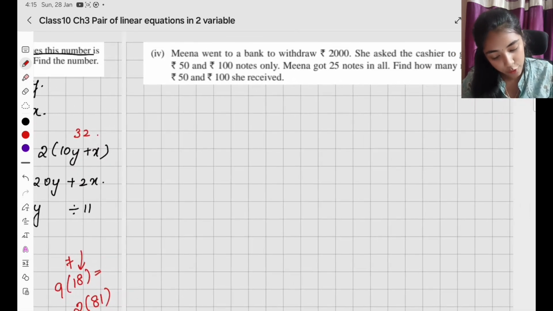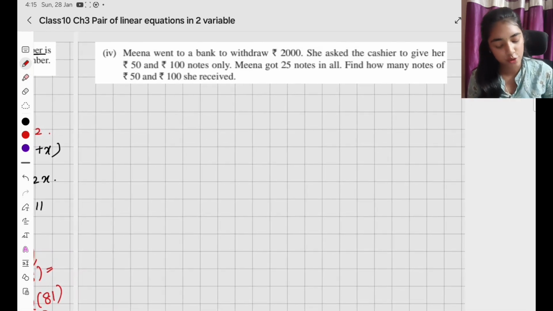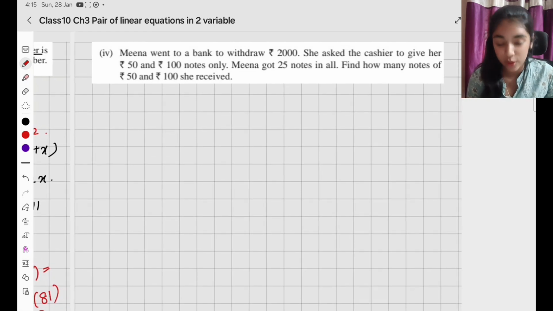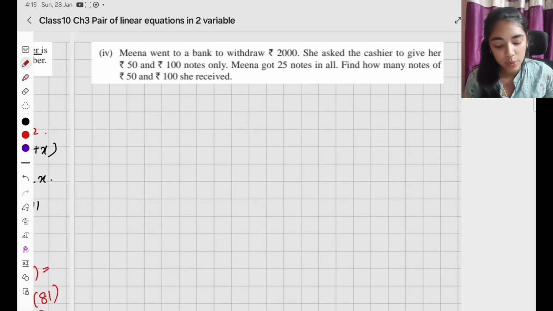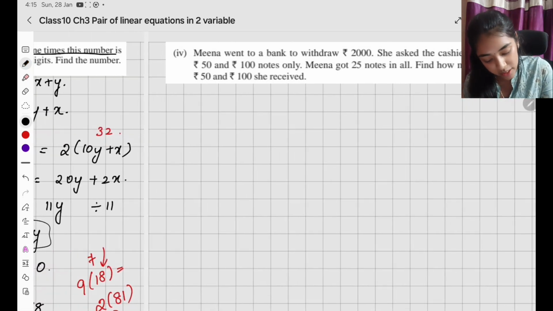Now, fourth subsection. Meena went to a bank to withdraw 2000 rupees. She asked the cashier to give her 50 rupee and 100 rupee notes only. Meena got 25 notes in all. Find how many notes of 50 and 100.